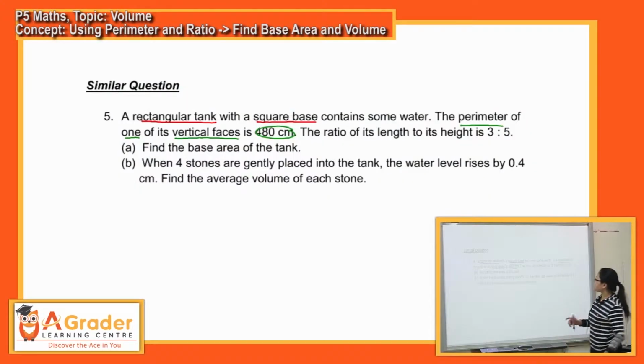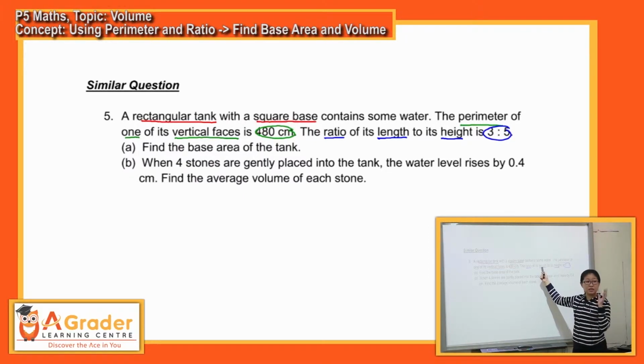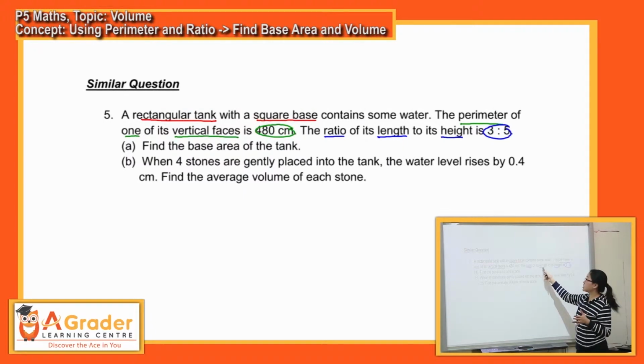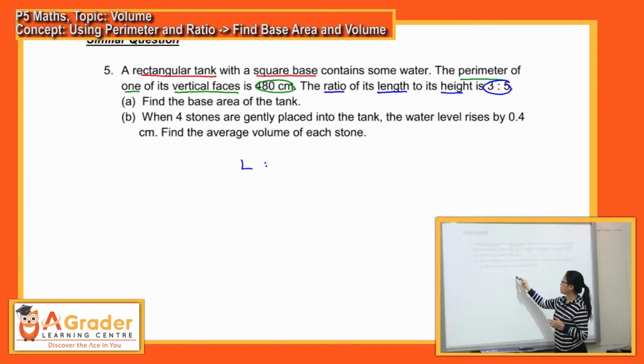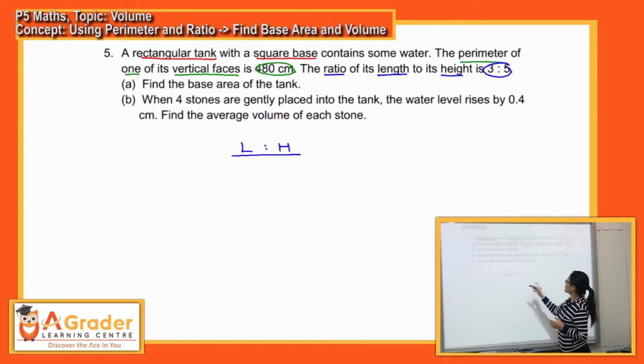Understand? Alright? Okay. So now, if not the same, then they have to give you more information. But right now, because it's square, it's supposed to be the same. Alright? So the next line, the ratio of the length to the height is 3 to 5. Take note, length is the same as the breadth, right? So it doesn't really matter whether here they put length or breadth. It will still be the same. So we start off with this, length to height, 3 to 5.